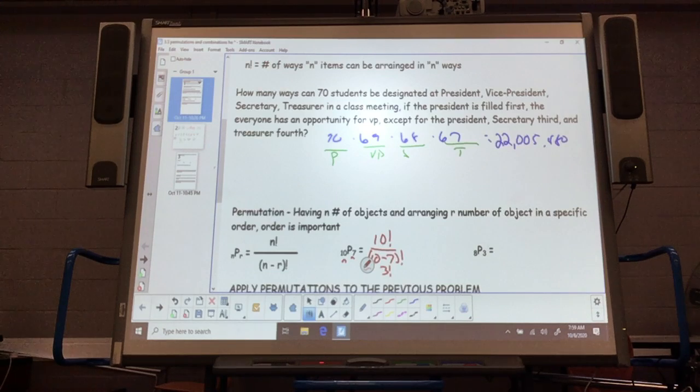So yesterday we talked about your calculator. With the factorials on your calculator, these will come down to whole numbers because it's the bigger numbers on top.